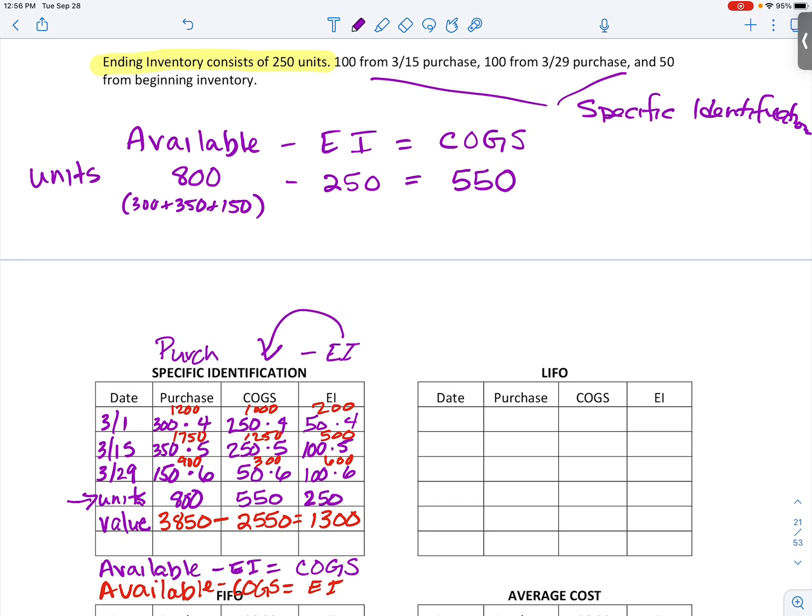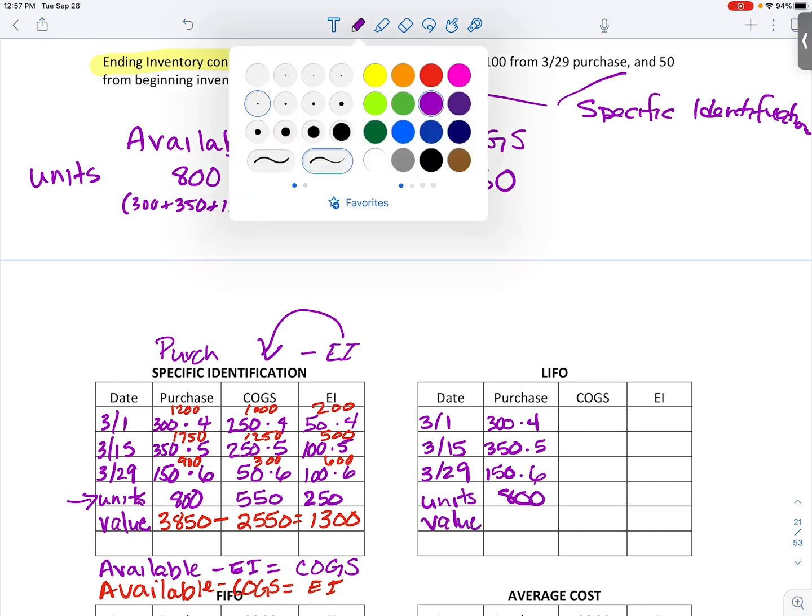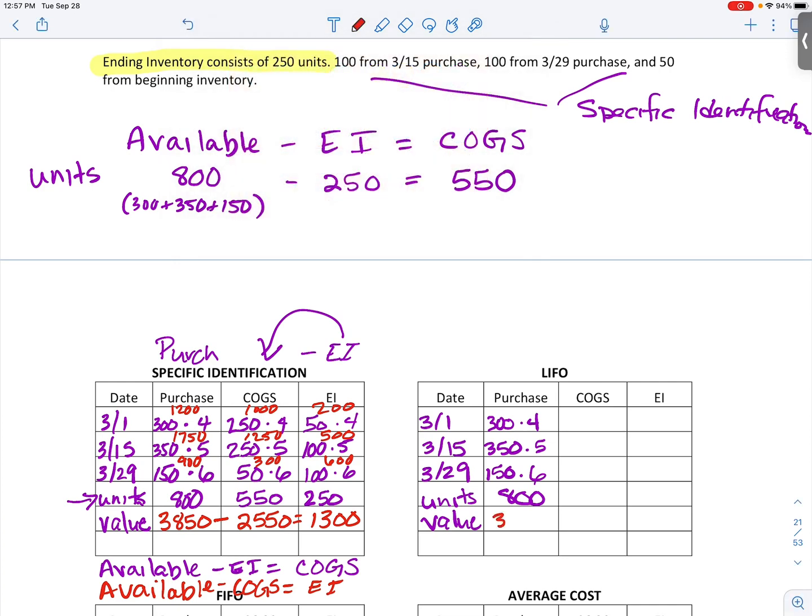All right, let's move on to LIFO. Again, we're using this periodic method, so we're listing everything we have available first. We're not looking at this until the end of the month. I'm going to go ahead again, just record everything I have. Make sure I get those units in there. Everything is accounted for. And the value isn't going to change. I've already figured that out. That doesn't change between your methods.